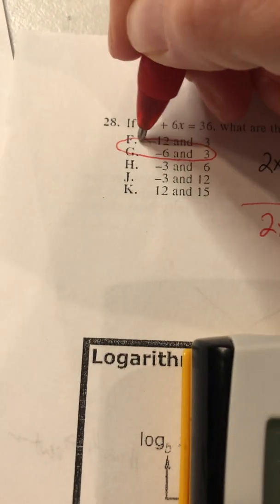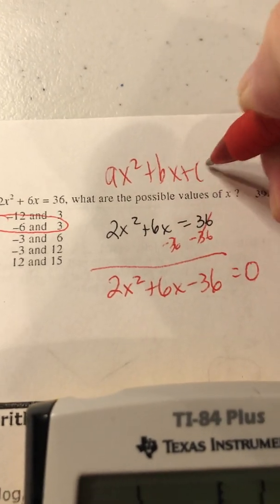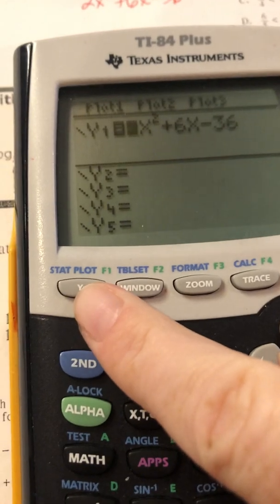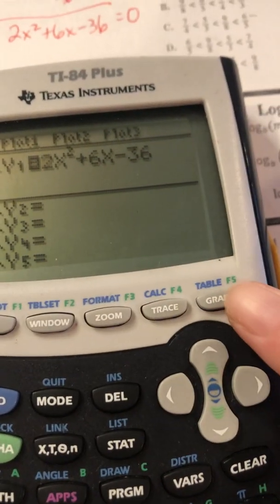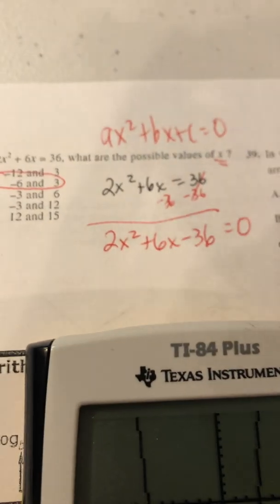Done. That's great, but it has to be in that ax squared plus bx plus c equals 0 form, right? So you have to do that, then you go to right here, y equals, you plug it in, you hit graph, and then you see where it crosses the x-axis because it says, what is x?